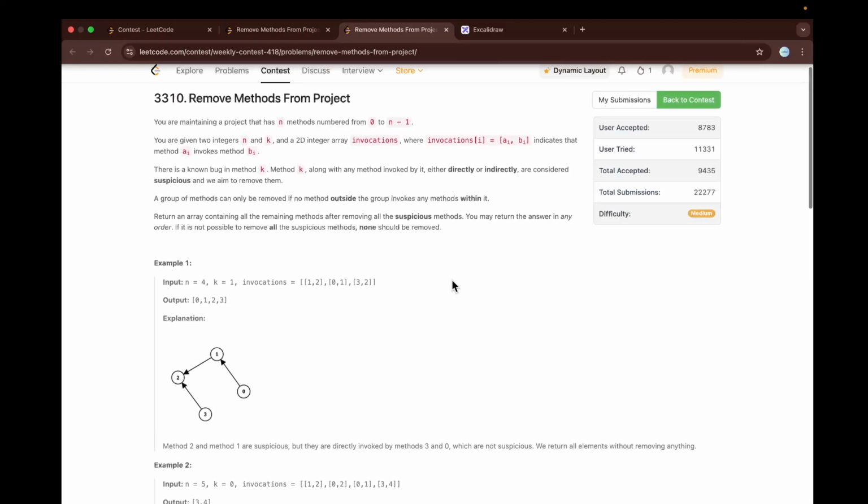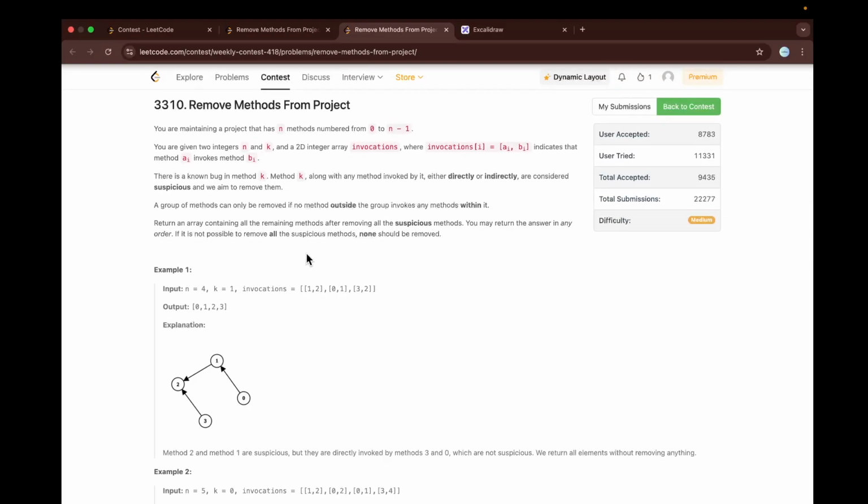So in this problem, we are given n nodes, which are numbered from 0 to n minus 1, and these nodes might invoke one another. This information is given as a list of invocations. We can see here node 1 is invoking 2, node 0 is invoking 1, and node 3 is invoking 2.